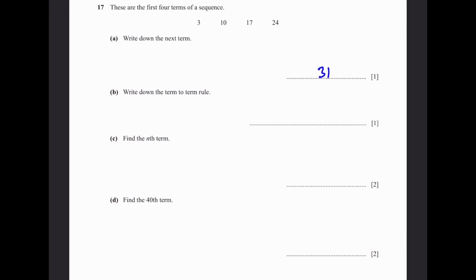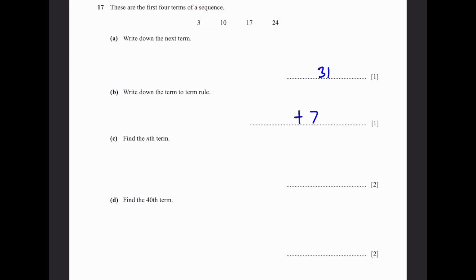That's the answer. B, write down the term-to-term rule. And as we just said, it is add 7, so plus 7. C, find the nth term. The nth term is just something which corresponds to n, which is the number of the term. It is 1, 2, 3, 4, etc. And the actual value inside.